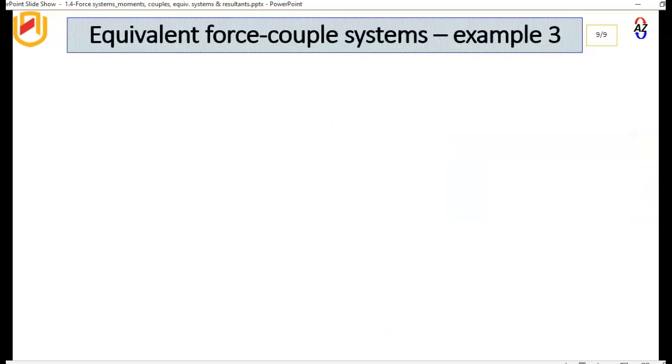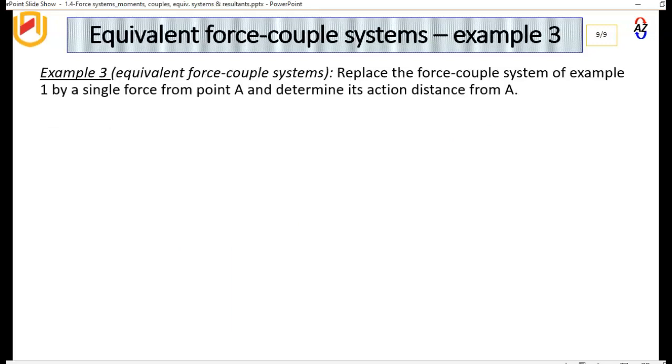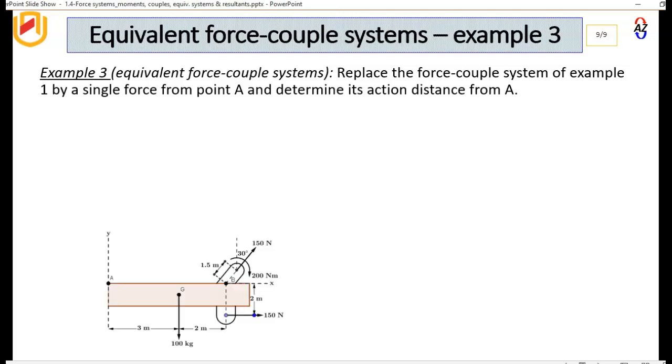Now let's look at an example. Replace the force couple system of example 1 by a single force from point A and determine its action distance from A. Let's remind ourselves how example 1 looked. It was like this.